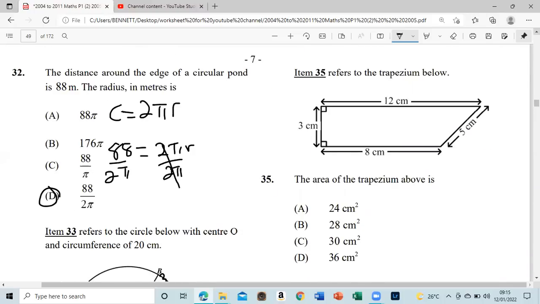Question 35 refers to the trapezium below. So it's half of AB, so it's 12 plus 8, divided by 2, times 3, right? So that's 20 over 2, times 3, so that's 10 times 3, which is 30.